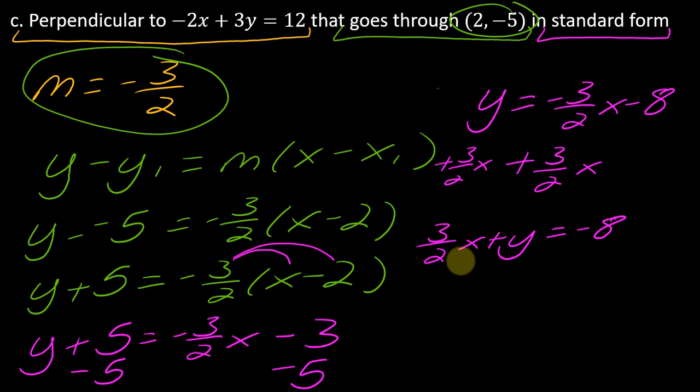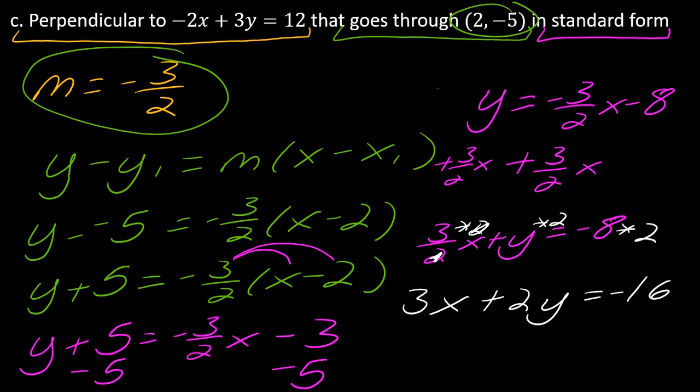So if you go through all this work and then you realize that you still have a fraction, what do you do? Well, you could just multiply everything by 2, like this. So cancel this out. So this will become 3x plus 2y equals -16. And remember, you have to multiply everything by that number to keep the balance of the equation. And so this would be my final answer, so that I'm good to go.